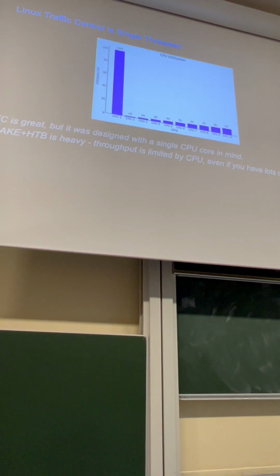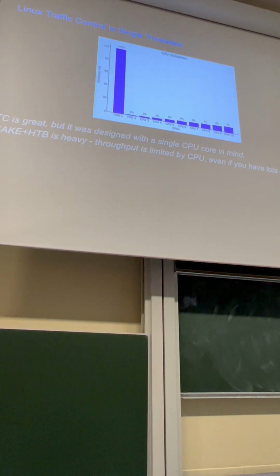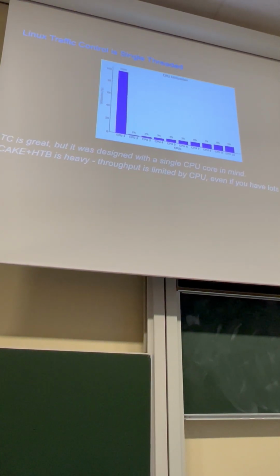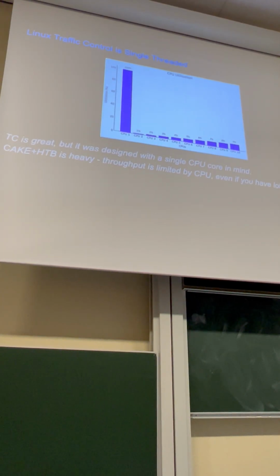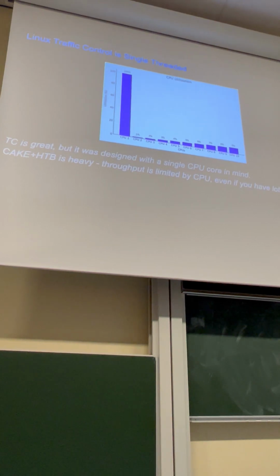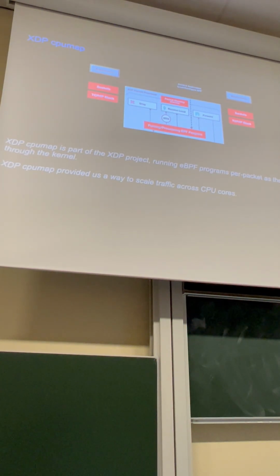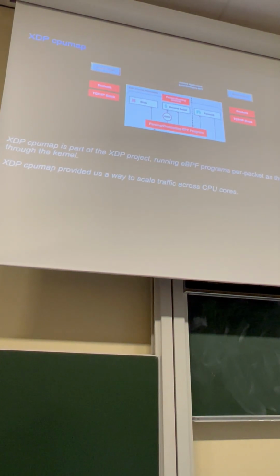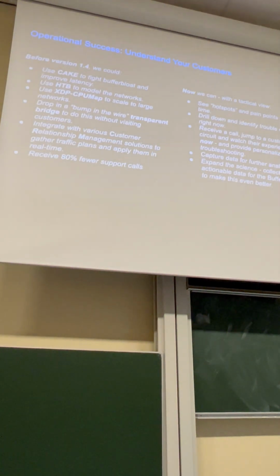So Linux traffic control is really good, but it's single-threaded. We need to do something else, right? So we were utilizing HTB and K. The other thing that's really good for us, and we also contributed to upstream, is XDP CPU map. Let's go back.